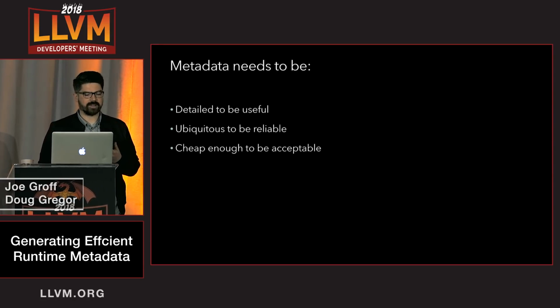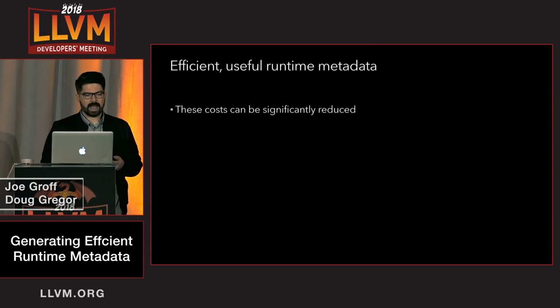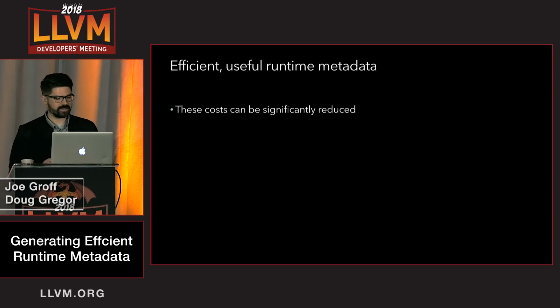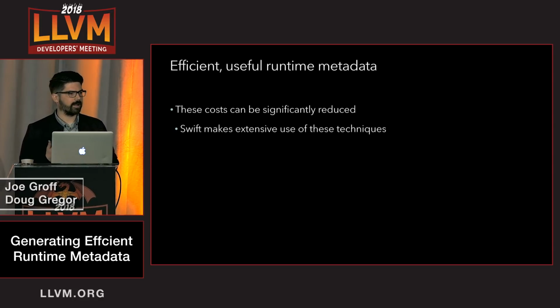The metadata needs to have enough information to be able to support powerful language features, and we need to be able to rely on it being there. And in order to do that, we need to somehow mitigate these costs to the point that developers are willing to pay for them in their binaries. And we think we got there with Swift. By using the techniques we're going to talk about in this presentation, we got to the point where Swift programs can include runtime metadata, all of their runtime metadata by default.